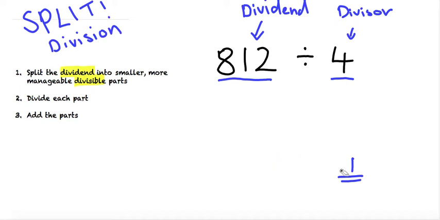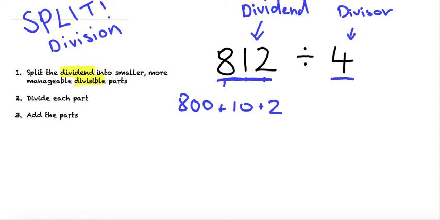We have to split the dividend, so this number, into smaller, more manageable, divisible parts. All right, let's try that. So we've got 812. Let's split it into some smaller parts to start off with. Let's try splitting it into its place value parts. So that 8 stands for 800, that 1 stands for 10, and that 2 there is 2 ones.